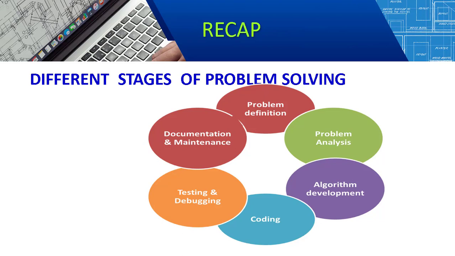I have explained many times what is problem solving, and how we are going to get the solution for the problem using different stages. So here, again, just a quick recap of how to solve a problem, that is, the different stages in problem solving. The first stage is problem definition, the second is problem analysis, the third is algorithm development, the fourth is coding, the fifth is testing and debugging, and the last stage is documentation and maintenance. So these are the different stages in problem solving.